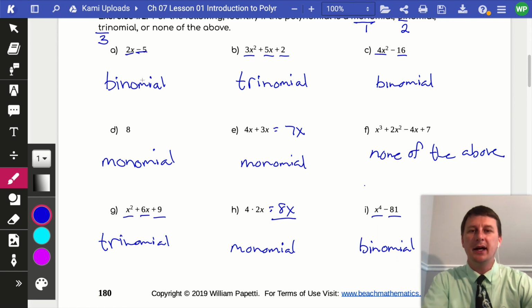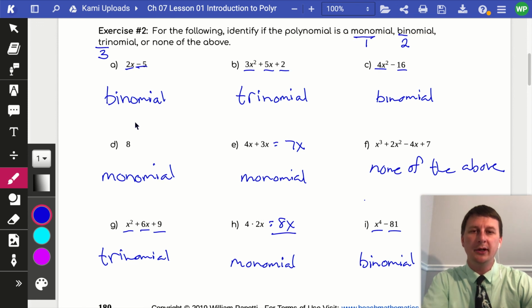So here we classified these 9 different exercises as a monomial, binomial, trinomial, or none of the above.